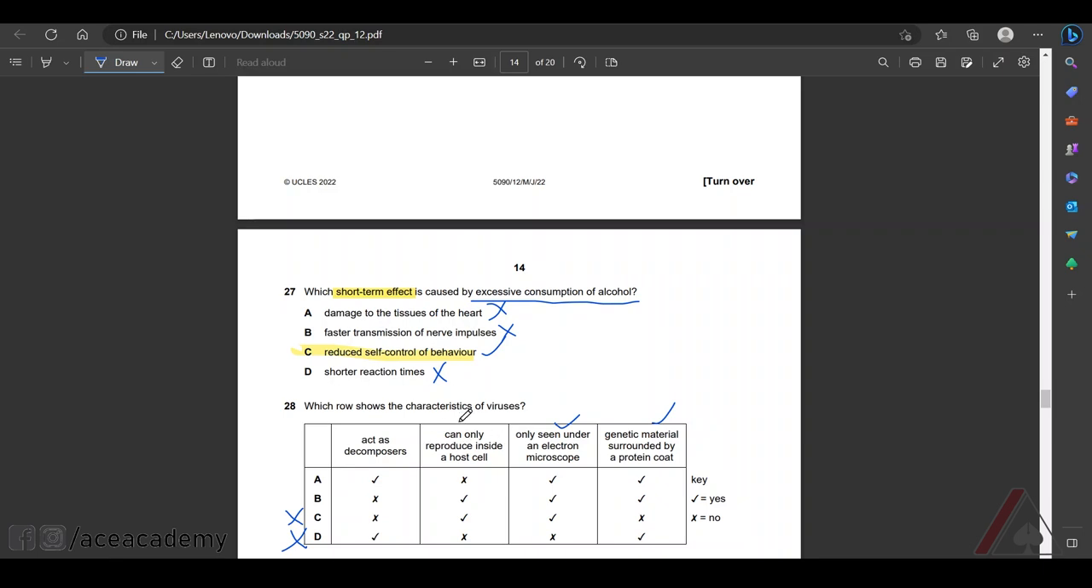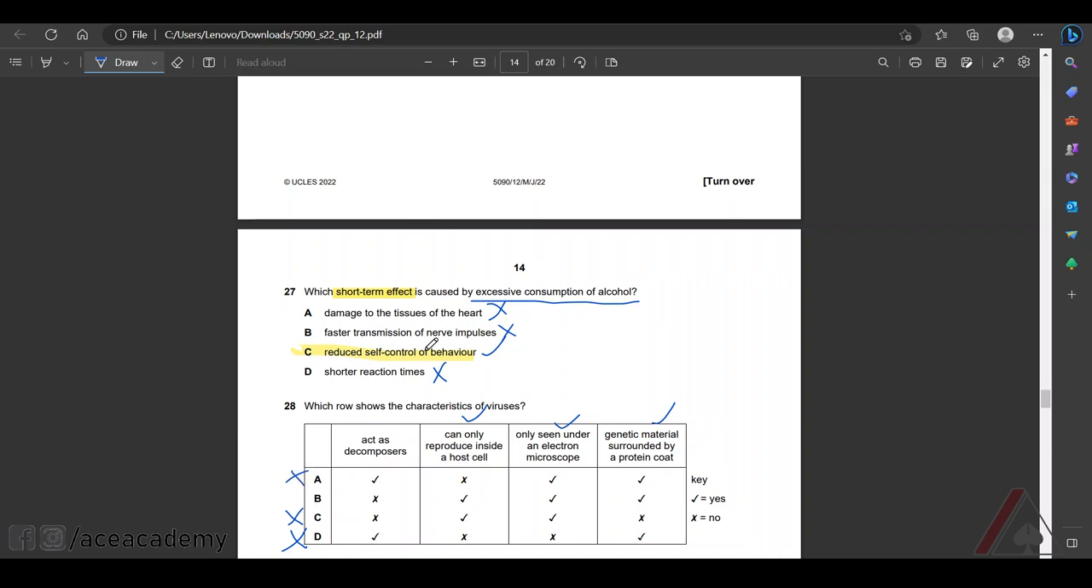The next characteristic says viruses can only reproduce inside a host cell. This is also correct because viruses themselves lack the organelles for reproduction. So this one's also correct. A does not support this characteristic. We can rule out A.